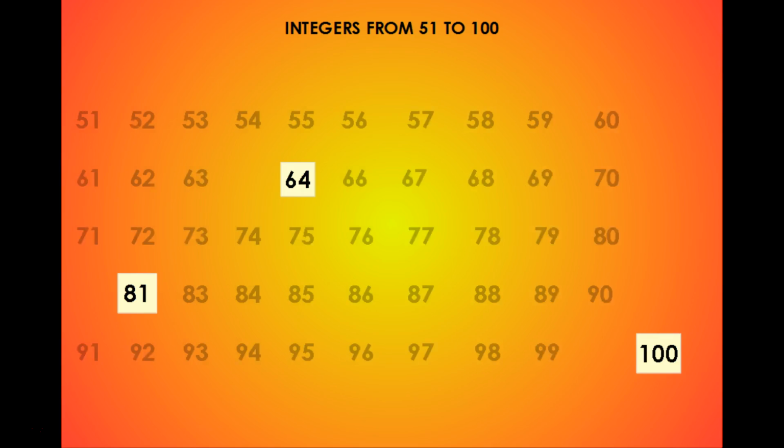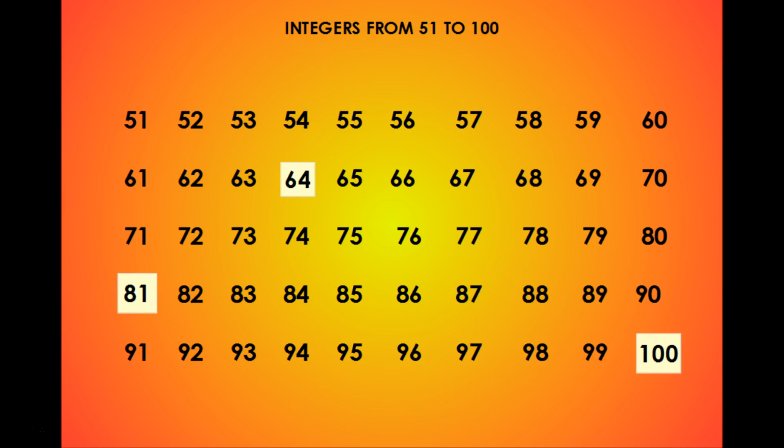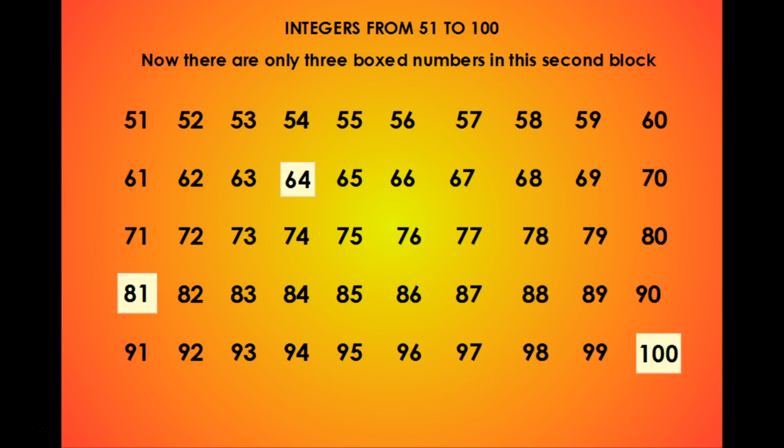Going on to the next block, from 51 to 100, you may recognize these numbers from your times table. Their square roots, for 64 it's 8, for 81 it's 9, and for 100 it's 10. Now, the rest of the remaining integers are these, and their square roots can only be approximated. And note, there are only 3 box numbers in this second block, which is down from the last block.